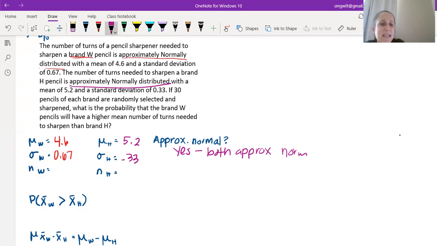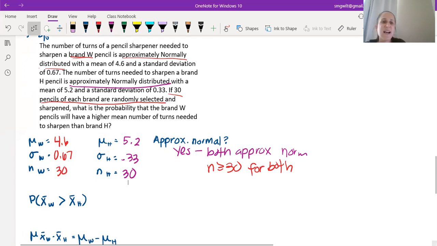Notice that my sample is actually 30 for both. So if 30 pencils of each brand are randomly selected, I could also say n is greater than or equal to 30 for both. This fits under 2 conditions for us to assume that it's approximately normal. Okay, so we've got 30 as our sample size for both W and H.